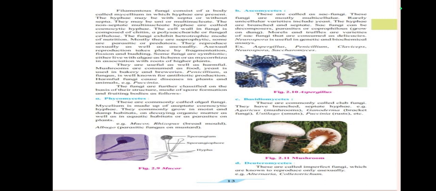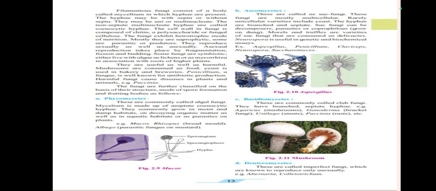Phycomycetes. These are commonly called algal fungi. Mycelium is made up of aseptate, coenocytic hyphae. They commonly grow in moist and damp habitats on decaying organic matter, as well as in aquatic habitats, or as parasites on plants. Example: Mucor, bread mold, and Albugo, a parasitic fungus on mustard.